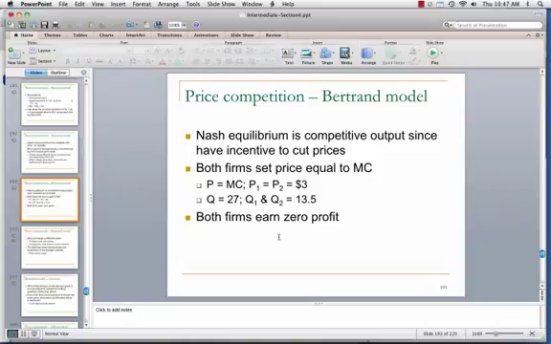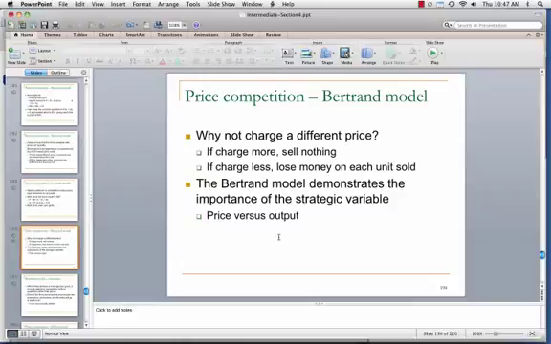Now, if the price is 3, and they're charging the same price, they want to charge a price that's as close to perfectly competitive as possible, then the firms in total are going to produce 13.5. The firms will earn 0 profit. They can't charge anything more because then they wouldn't sell anything. They can't charge less because then they would actually lose money.